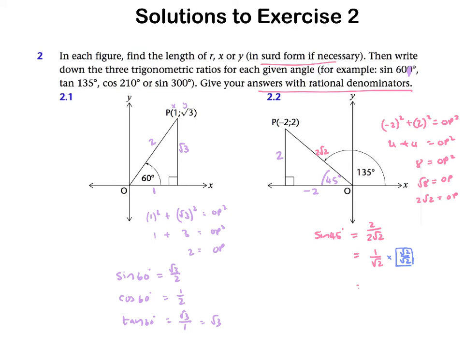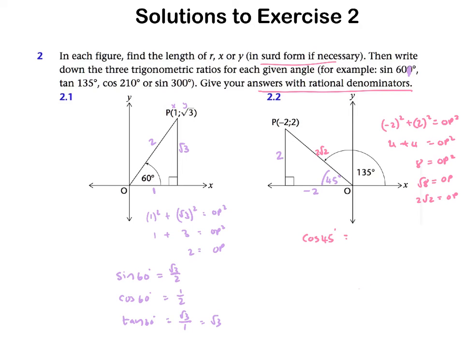So therefore we've got 1 over the root of 2 times square root of 2 over square root of 2, because that's 1, so that's legal. And what's going to happen then? You're going to get 1 times root 2 is root 2, and root 2 times root 2 on the denominator is 2. So what I'm saying is 2 over 2 root 2 is exactly the same as root 2 over 2. So that's just what they mean by write it with rational denominators.